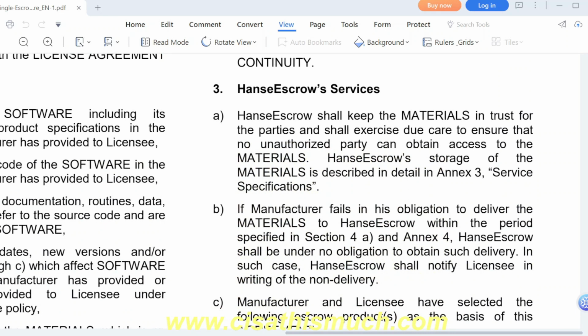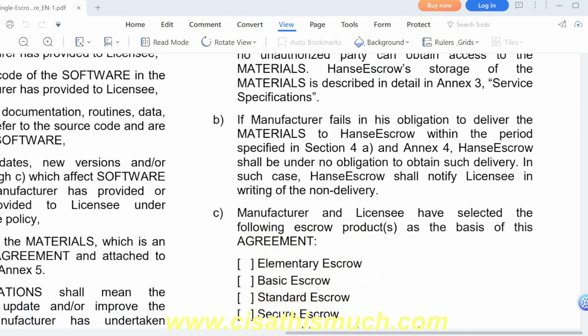What else? Yeah, escrow agent, Hans Escrow, shall keep all the materials in trust for the parties and shall exercise due care to ensure that no unauthorized party can obtain access to the materials. Confidentiality, which we have discussed. If the licensor fails, do not worry, licensee, I am there to help you. In his obligation to deliver the materials, the Escrow within the period specified, okay, even the period is specified, right? Escrow shall be under no obligation to obtain such delivery. In such case, Escrow shall notify the licensee in writing.